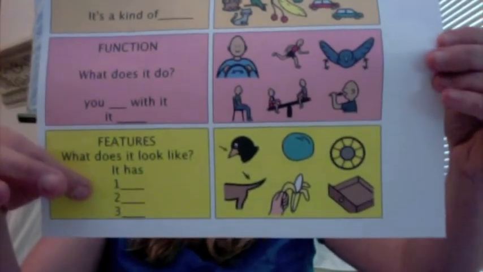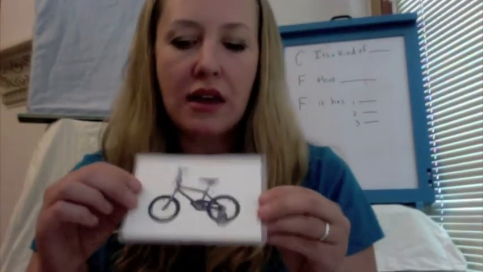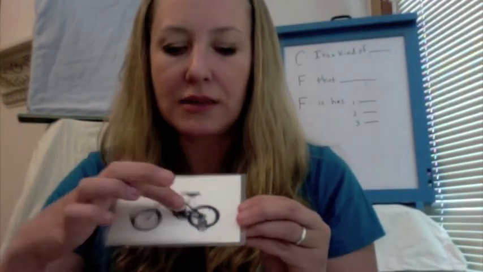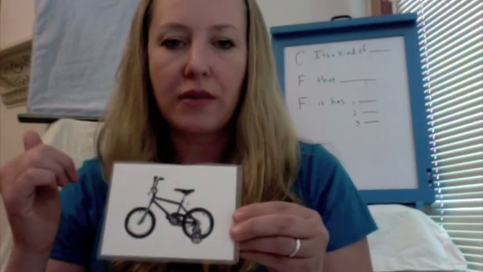Bike is a vehicle that you ride. It has pedals, seat, and handlebar. Tell me about a bike. A bike has a seat. It has wheels. It has handlebar.